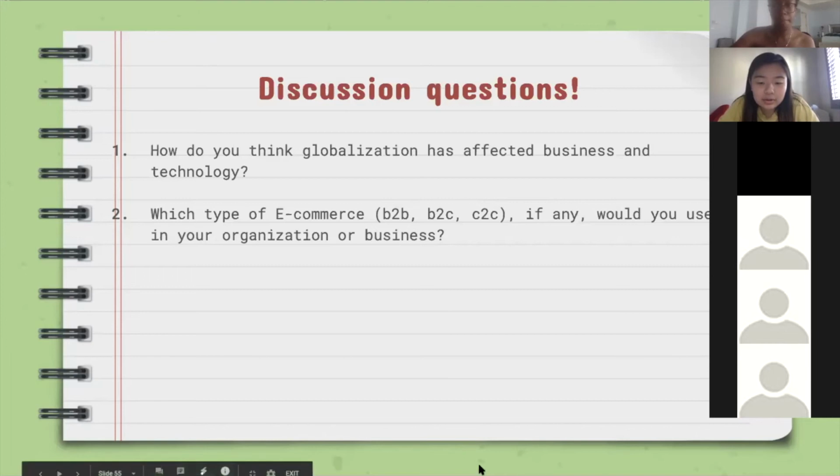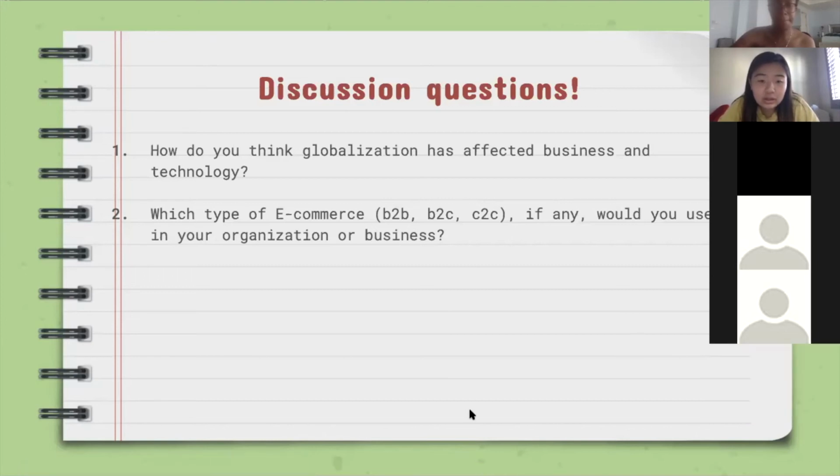If no one else has anything, we can go on to the next question. Which type of e-commerce, B2B, B2C, or C2C, if any, would you use in your organization or business?